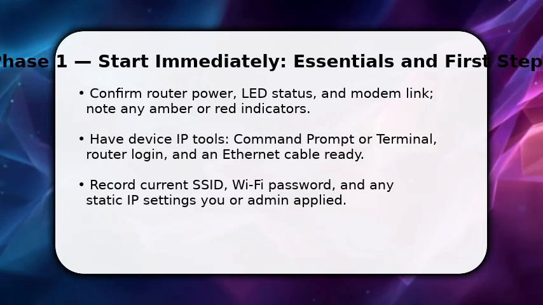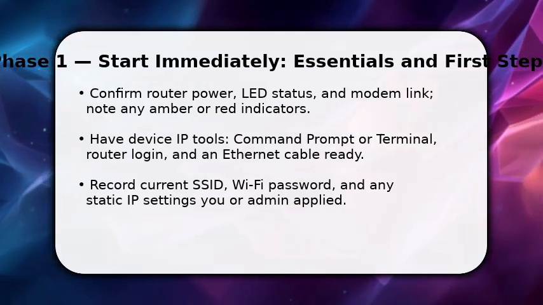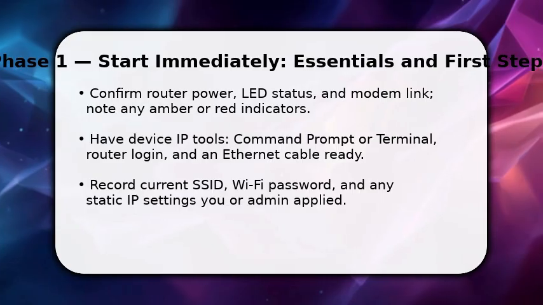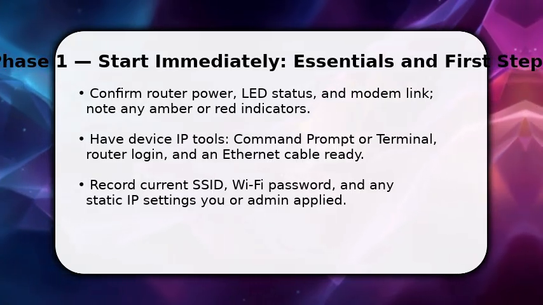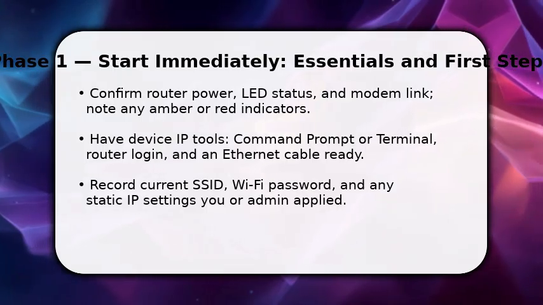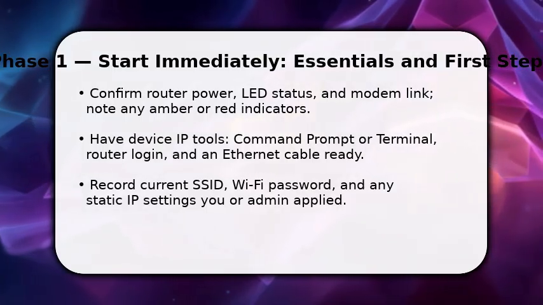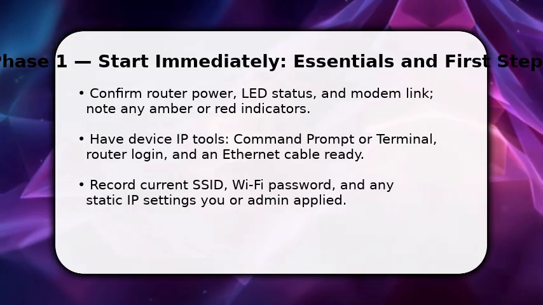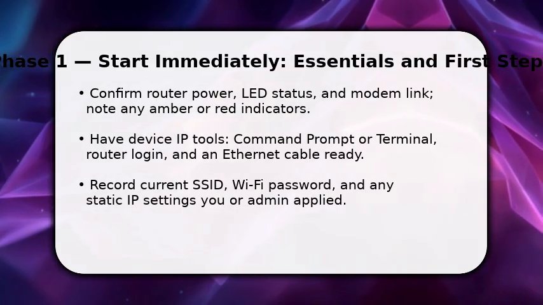You begin by confirming the basics so we can act fast. Check the router and modem LEDs. If lights are offline, power cycle them now. Next, plug your laptop into the router with Ethernet to isolate Wi-Fi issues. Open Command Prompt or Terminal and run ipconfig or ifconfig to see current addresses.